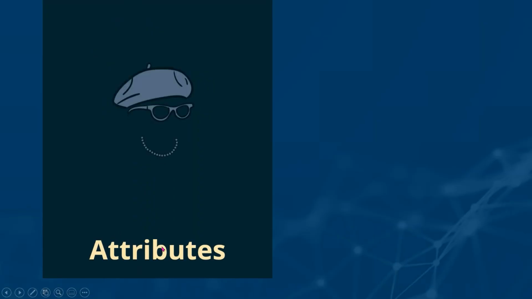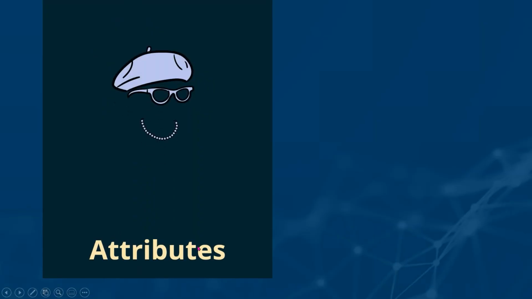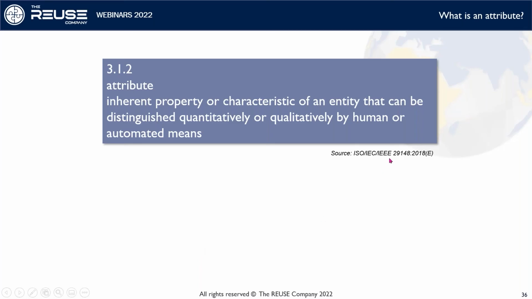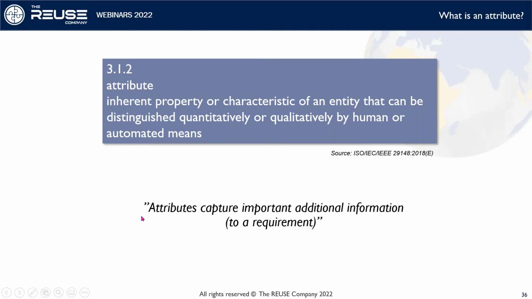Okay, attributes then. What are attributes? Well, there are definitions for everything, 29.148 again, saying that an attribute is an inherent property or characteristic of an entity that can be distinguished quantitatively or qualitatively by human or automated means. I've read this definition a thousand times, and I think it's a bit complicated. So why do I make things more complicated than they have to be? Attributes capture important additional information. That's basically what this one is saying.